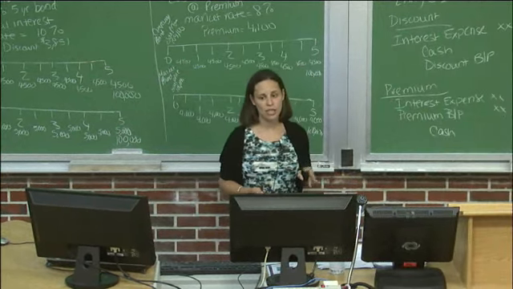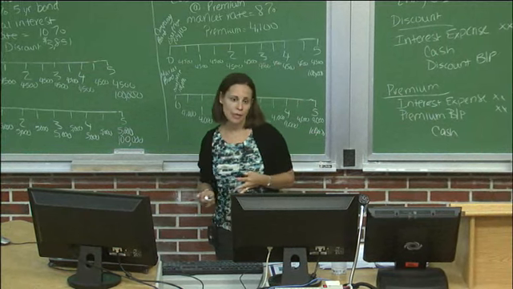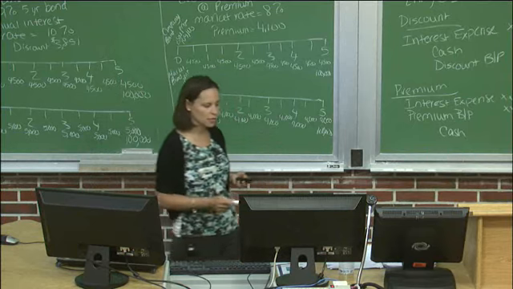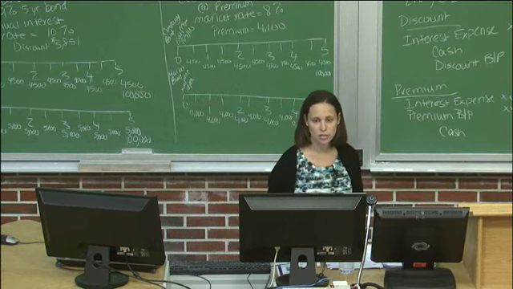So on the maturity date, your discount or premium account has a zero balance. You don't need to take it off the books. Any questions?